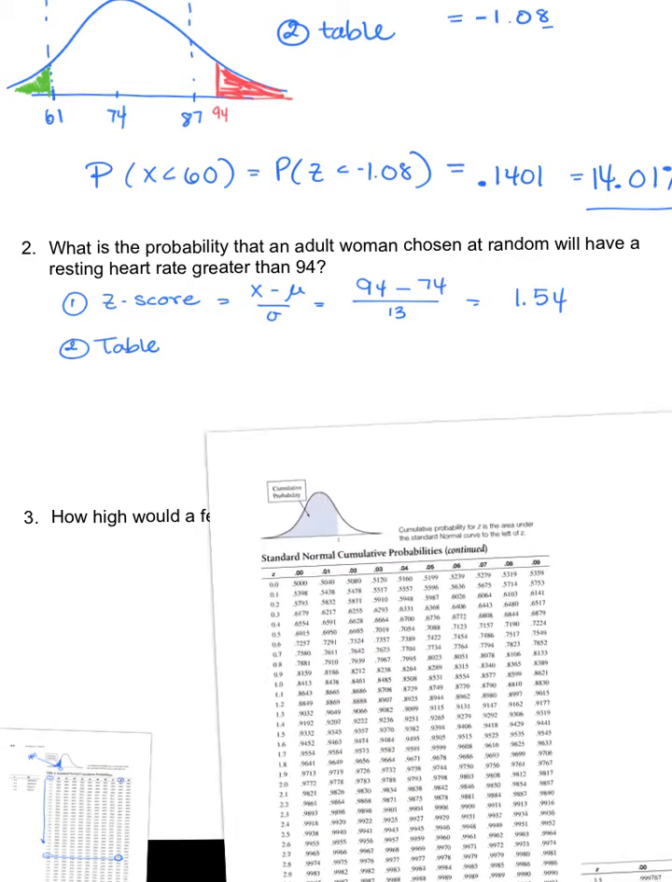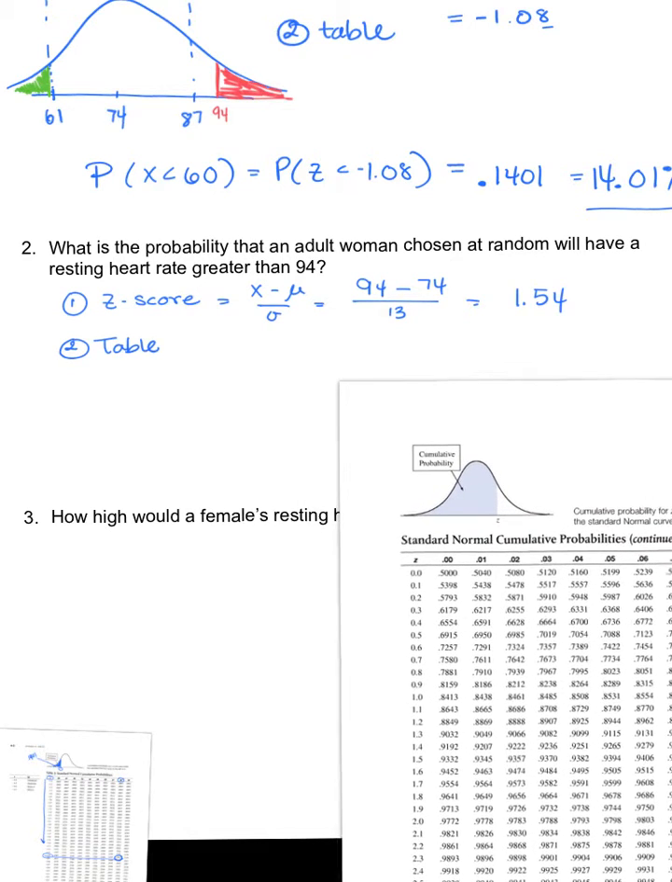So let's enlarge this one over here. So we're going over to our z-score again. 1.5 is right here, and our 100th spot is 4, so we're going to look where these intersect, and we can read this number off of our table. It is 0.9382. Now remember, the 0.9382 or 93.8% corresponds to everything less than that z value. Okay? So if we were to write this out, we'd have the probability that x is less than 94, which is the same thing as the probability that z is less than 1.54.